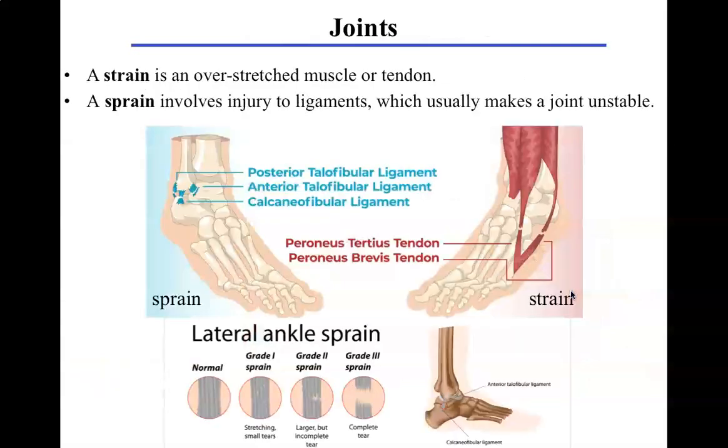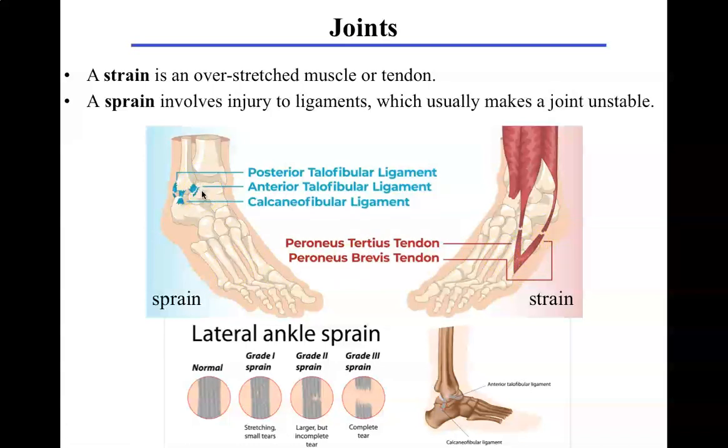Strains and sprains are injuries to tendons or muscles or ligaments. So a strain is what happens when you stretch too far a muscle or tendon. So it's over here actually. So here you've got these tendons that connect your muscles in your lower leg to your foot. So if you roll your ankle, you might strain and stretch these tendons. Owie. A sprain is when you injure a ligament.